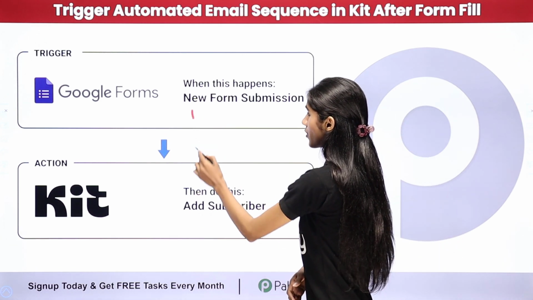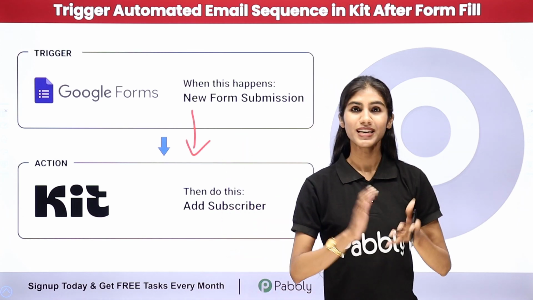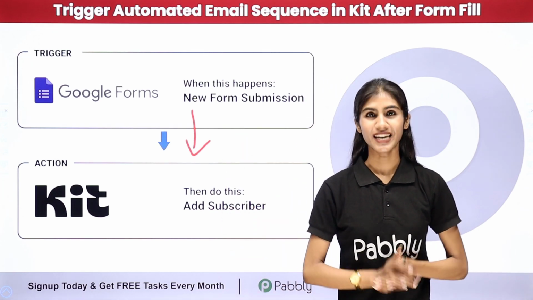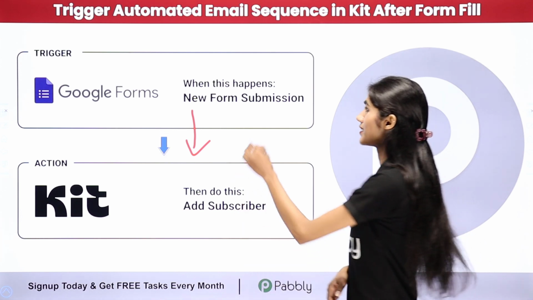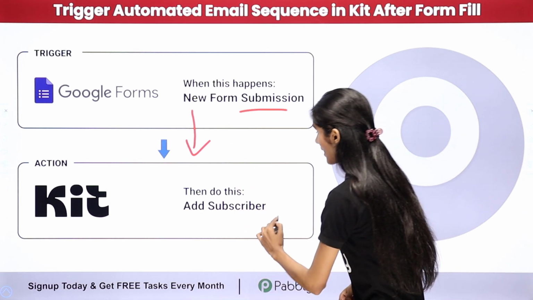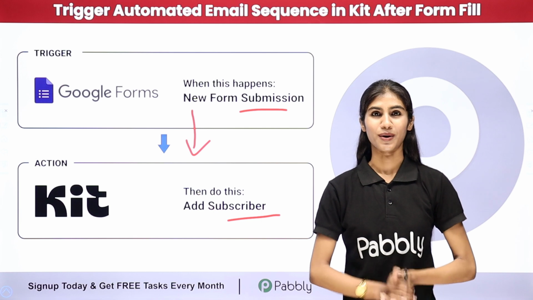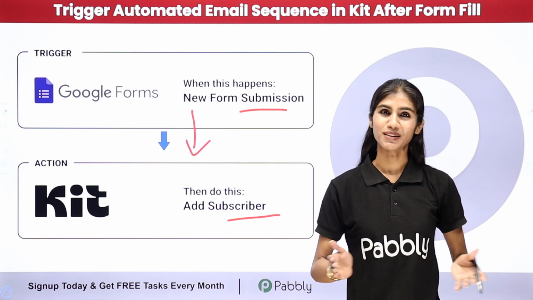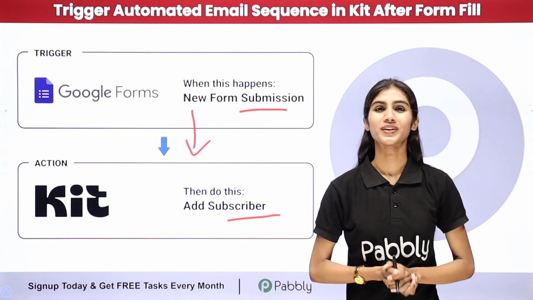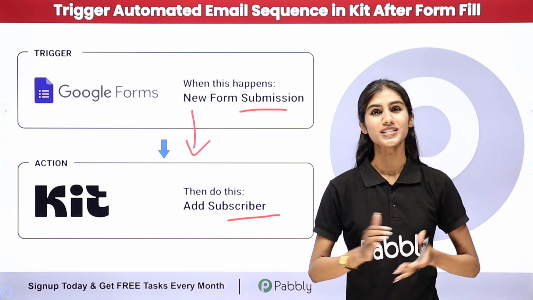Here we will use Google Form and attach it with Kit with an amazing automation software called Pabbly Connect. As soon as my lead fills a new form, automatically they will be added as a new subscriber to my Kit account. So now, without wasting any time, let me take you to my screen and show you how to create this amazing automation and how this works.